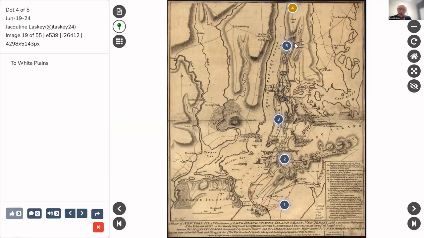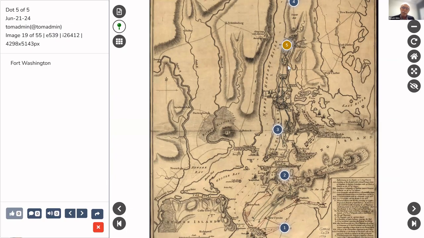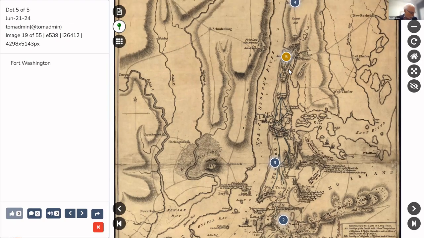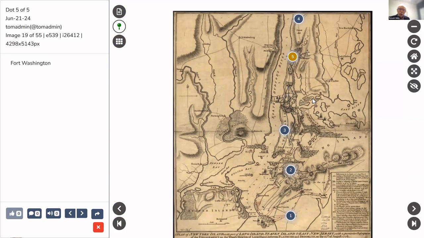But before we leave, we have to go to dot number 5. Dot number 5 is at an area in Manhattan still called Fort Washington, and Washington faithfully left an unsupported fort named in his honor in northern Manhattan. The British returned from White Plains and in early November attacked the fort, and this turned out to be the greatest disaster in the North for the Americans. 5,000 men were captured after a battle of just a couple of hours and irreplaceable materiel.